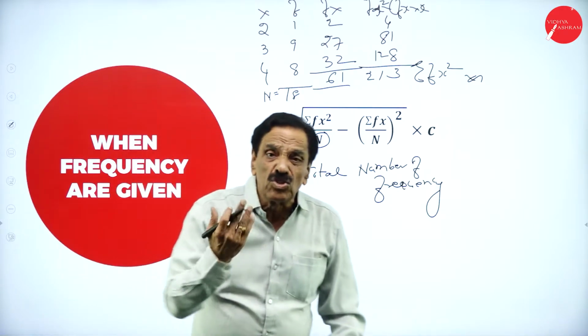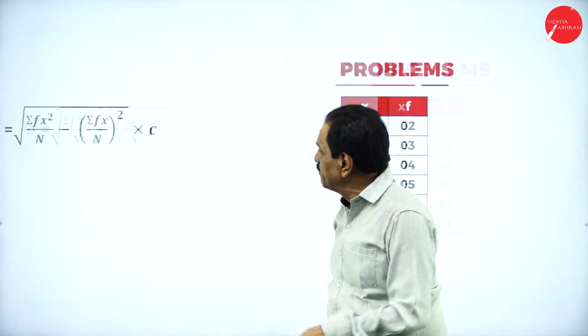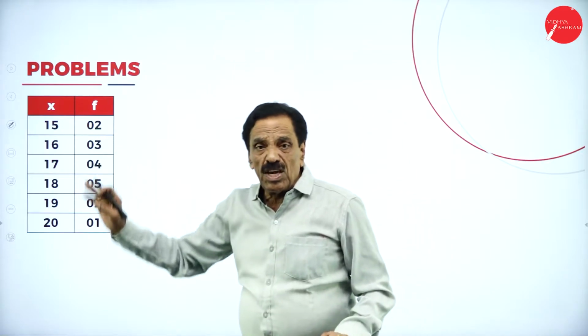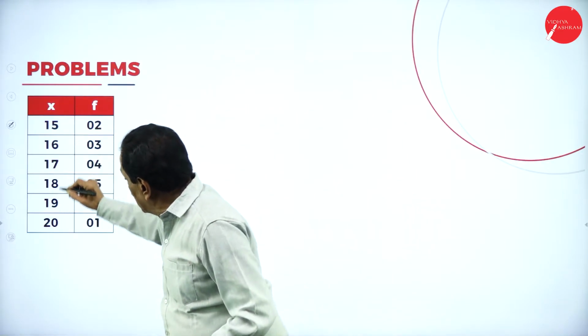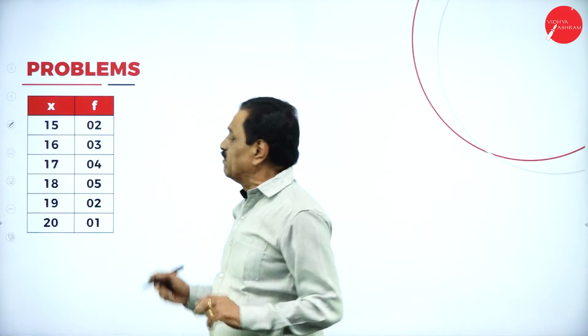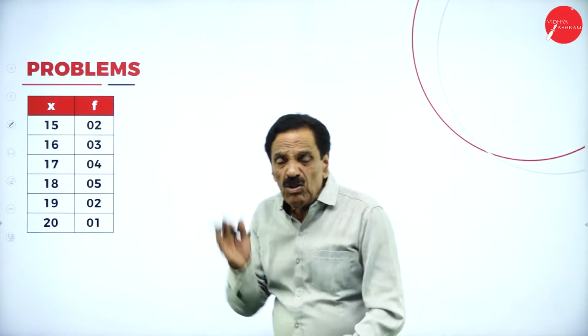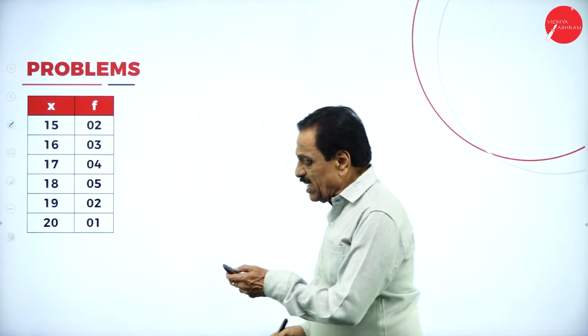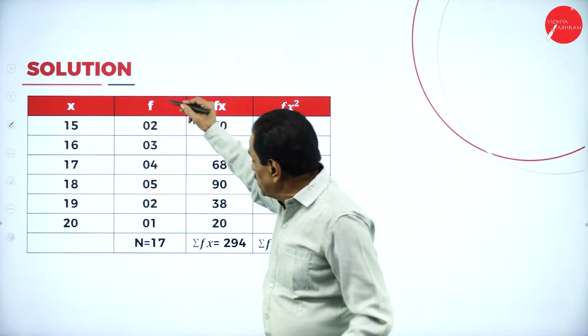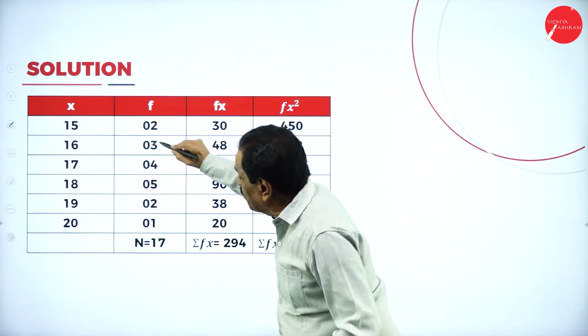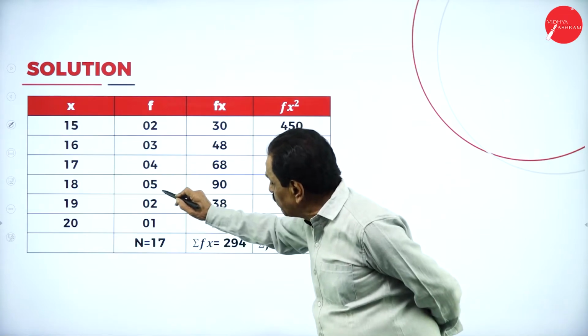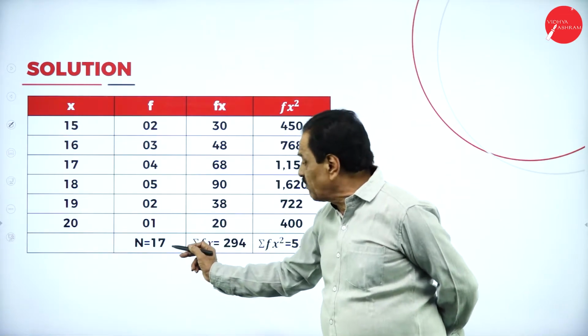Now we will move on to the first problem. I will explain. This is the problem they are going to give in exam. This is the individual number. This is the frequency. What is the first step to follow? You must add the frequency. I'll show you. 2 plus 3, 5. 5 plus 4, 9, 14, 16, 17. So total number of frequencies is 17.